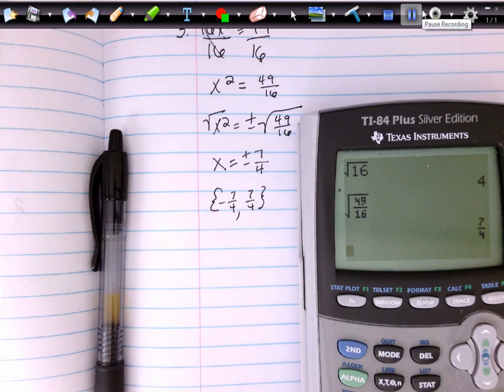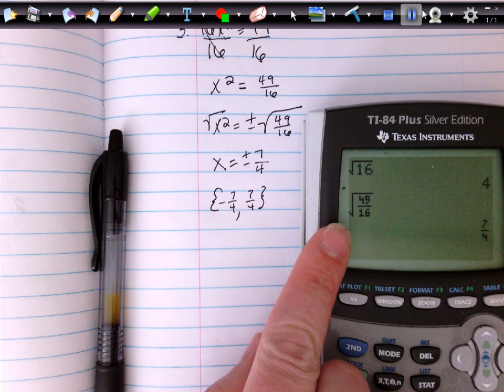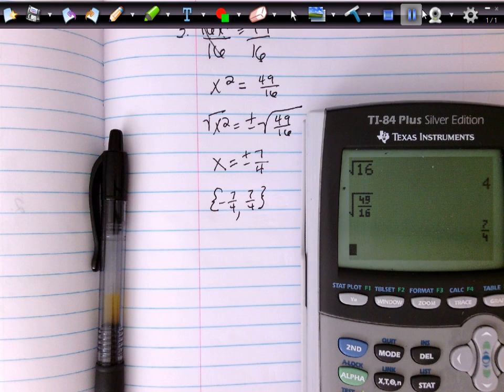Just as a side note, if you didn't break it down into 2 steps and you typed it in your calculator, the square root of 49 over 16, it would still give you 7 over 4 without you having to redo that fraction. So if that saves you some time and you can remember to do that, it's fine to do that as well. It will give you the right answer.